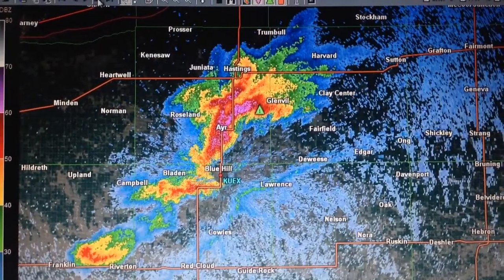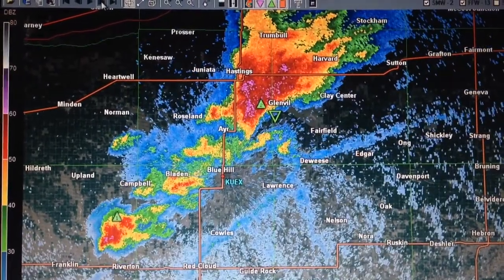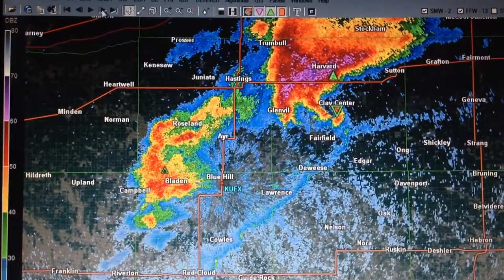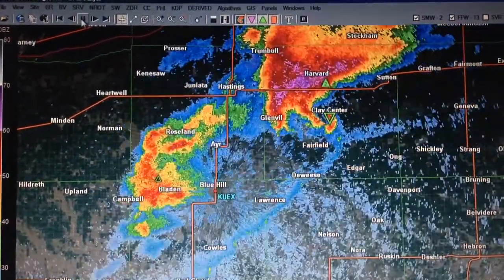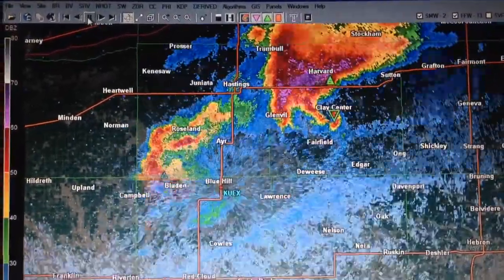A little farther. It latches onto that boundary and it's gone. And you can see, I mean, just a beautiful hook right there. We'll put it in motion one more time. I mean, just an absolute monster of a storm.